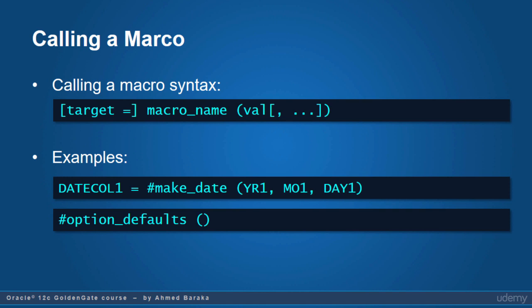The first example in the slide is calling the macDate macro and assigning its returned value to dateCol1. The second example calls the optionDefaults macro. That macro doesn't return any value and therefore should be called by itself. Also observe that this macro doesn't take any parameter.